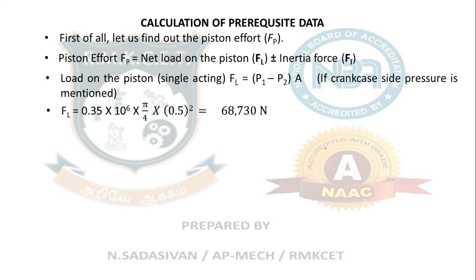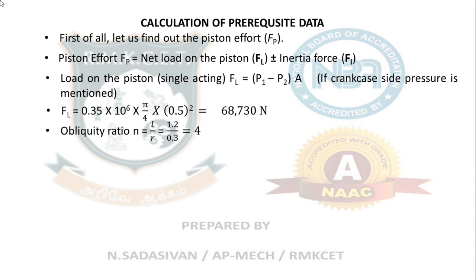So this is my P1 minus P2, and this is my cross-sectional area of the cylinder, pi by 4 into d square. So pressure into area is 68,730 Newton. Okay, so FL is over.